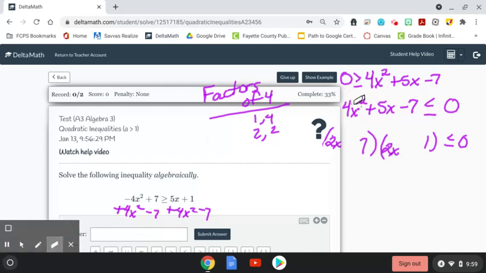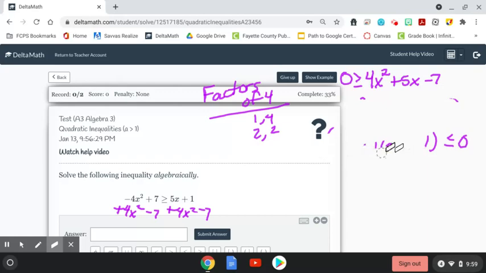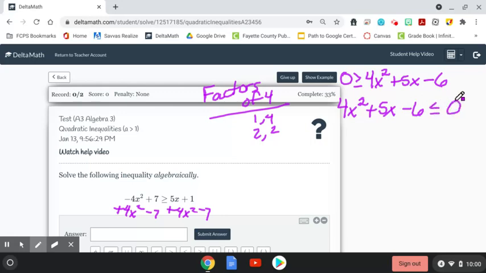Oh, hang on, I have a mistake. Go back. That's why it's not factoring, because I didn't subtract right. Okay, I forgot. I have the positive 4x squared, positive 5x, but 1 minus 7 is not negative 7. 1 minus 7 is negative 6. There we go. Then if I want to write it with a 0 on the right, I'll have 4x squared plus 5x minus 6 is less than or equal to 0.